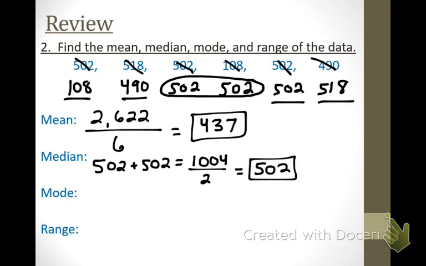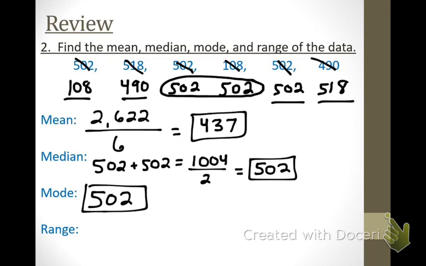So basically what that's saying is if there was a number to come right in between those two numbers, it would be 502, which makes sense because both of those were the number 502. Next up is the mode. If you remember, the mode is the number that occurs the most, that occurs more than any other number in your data set. 502 is clearly the mode because it occurred 3 different times.